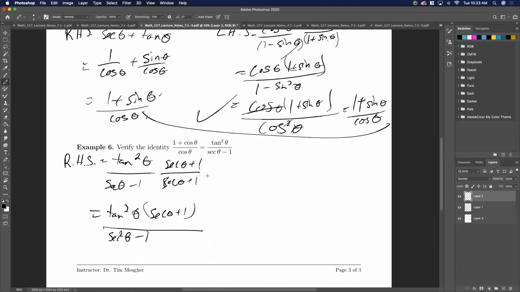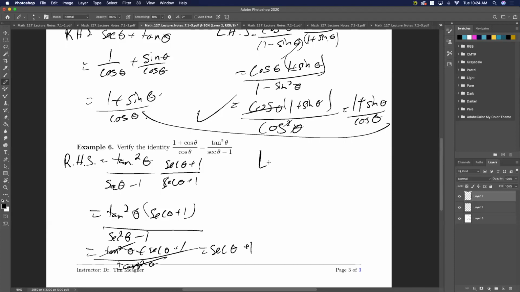Like I said, when you first start doing this, you may not recognize to do this immediately, but you will in time. It's one of those things: the more practice you get, the easier these become. So this is just tangent squared theta times secant theta plus 1 over tangent squared theta. The tangent squared theta cancels. So this is just secant theta plus 1. Well, can I make the left-hand side look like secant theta plus 1? Oh, you betcha.